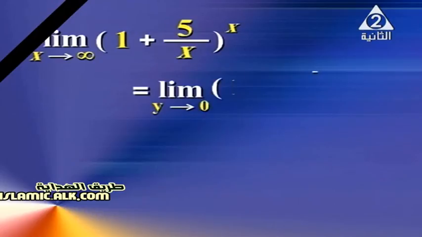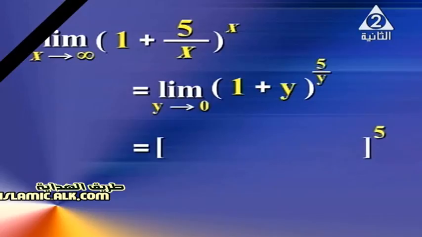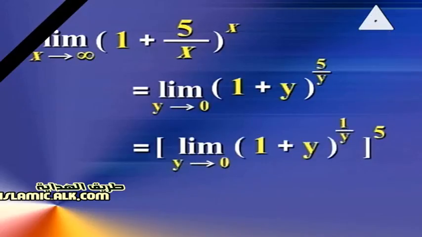Then the limit as x tends to infinity of (1 + 5/x)^x becomes the limit as y tends to 0 of (1 + y)^(5/y), because we substitute 5/x = y and x = 5/y. Then the answer is the limit as y tends to 0 of [(1 + y)^(1/y)]^5, so the answer is e^5.